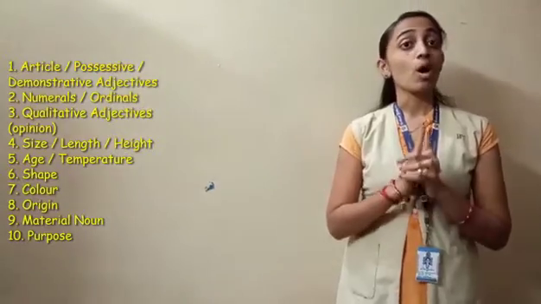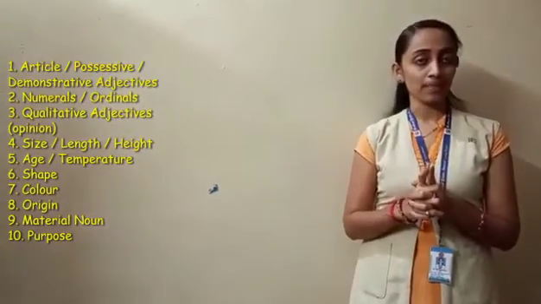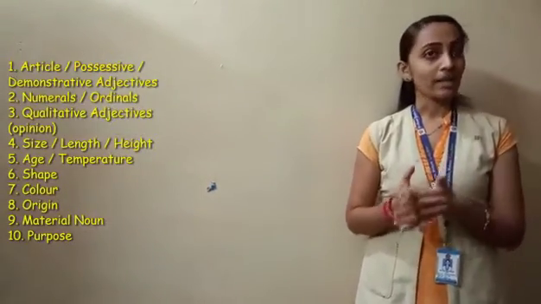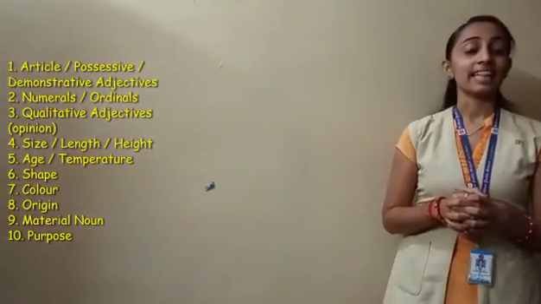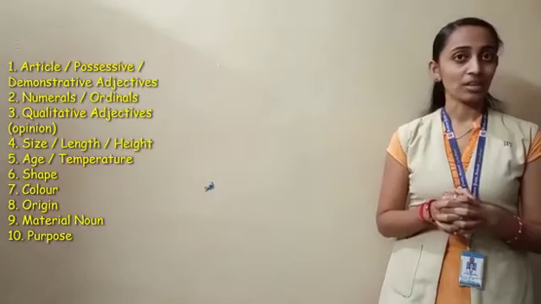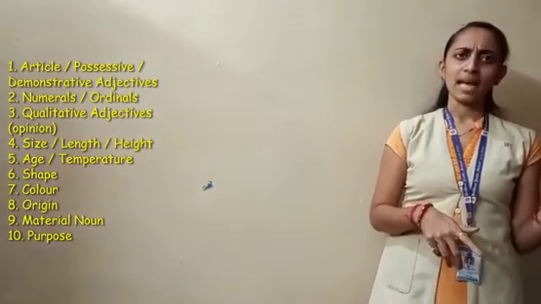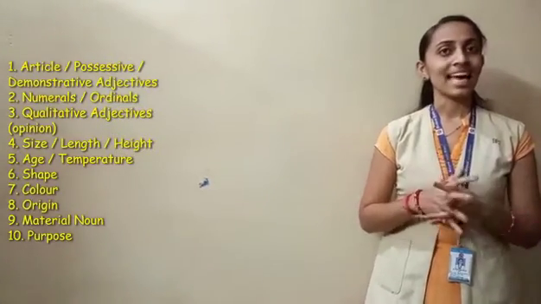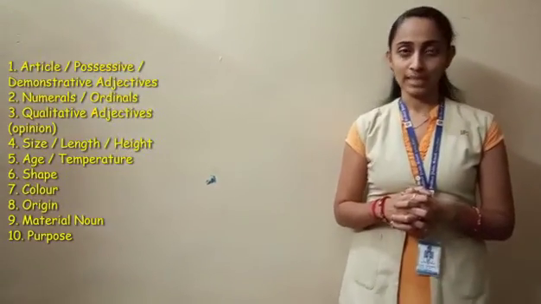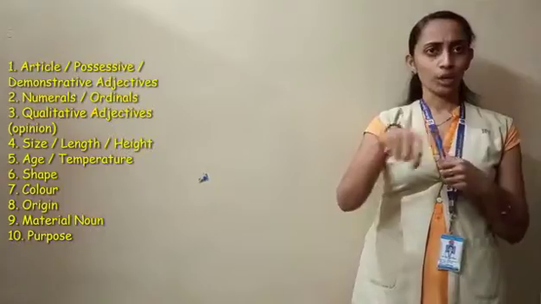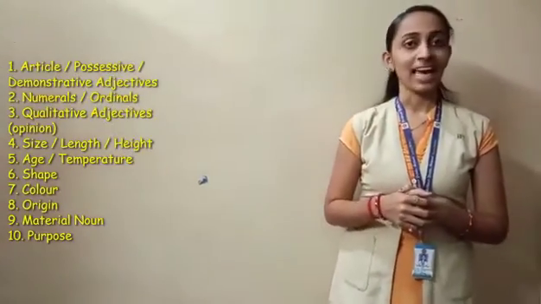And then comes origin, like for example Indian, American, Chinese, etc. And then comes the material noun, like for example plastic, wooden, etc. And then comes purpose, like for example reading, cooking, washing, etc.